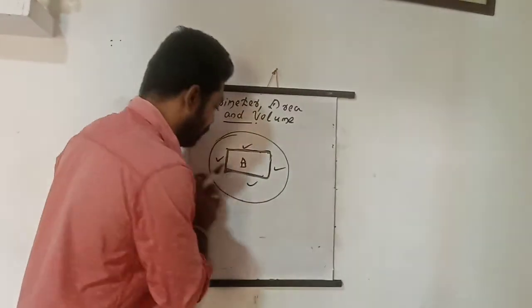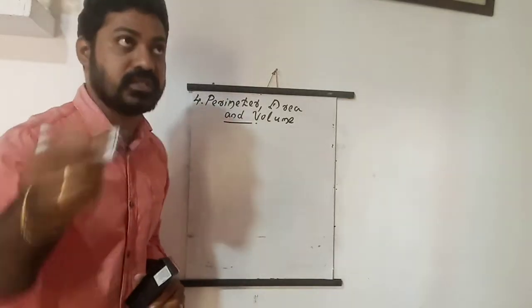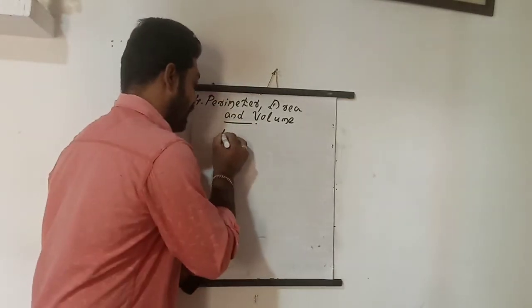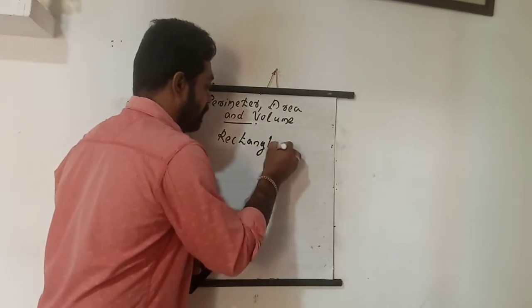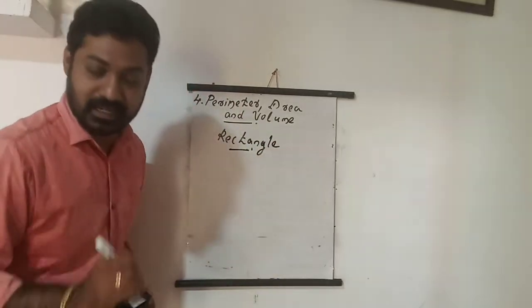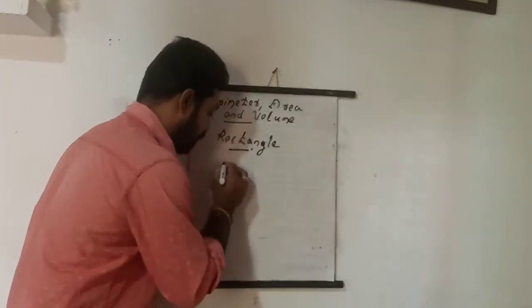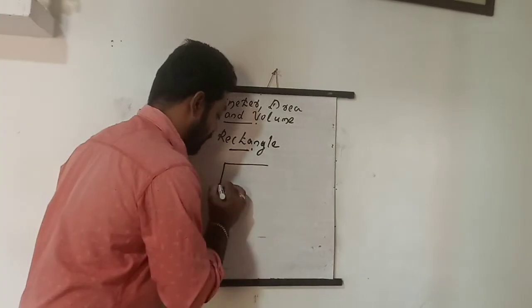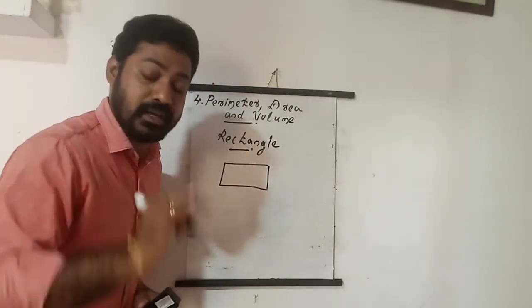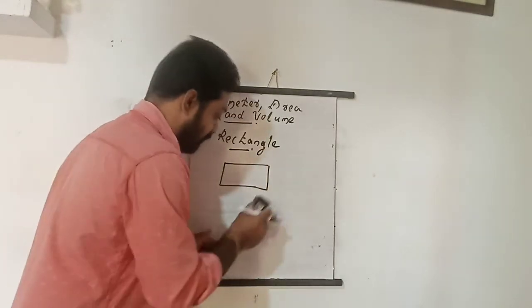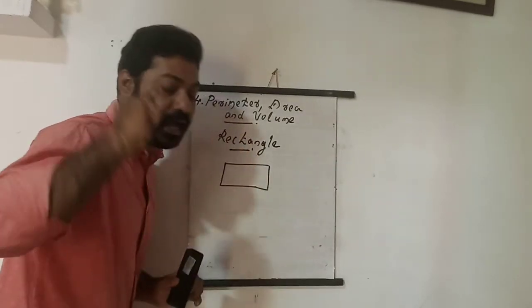So now we are going to study the perimeter of different things. First we will study about a rectangle. How can we find out? There is an equation used to find the perimeter of a rectangle, understand? We all know that a rectangle is like this. What do we know about the rectangle? The rectangle has four sides.